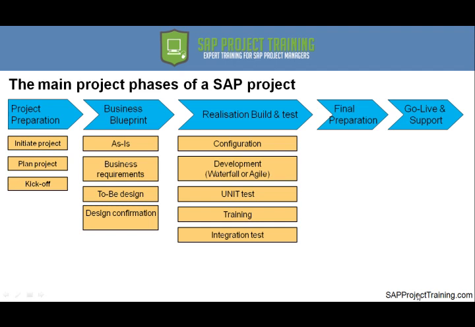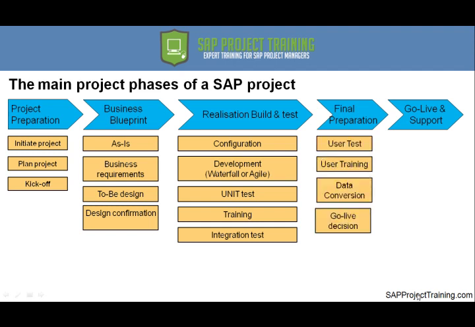For the development part, we can use different methodologies for the technical development. It can be a waterfall method, it can be an agile method. It doesn't really matter, but it's the building part of the solution. Once we have finished building, we will do our unit test. We will prepare our training of the new to-be designed process, and we will start integration testing of the process.